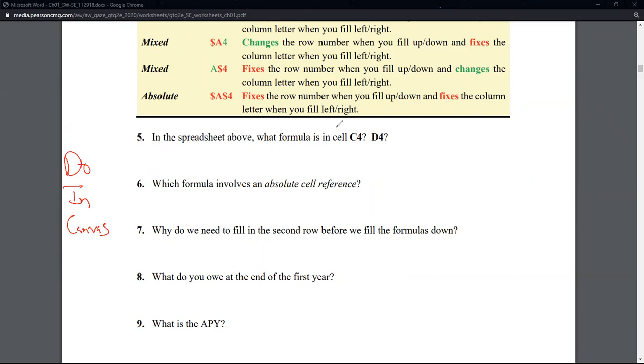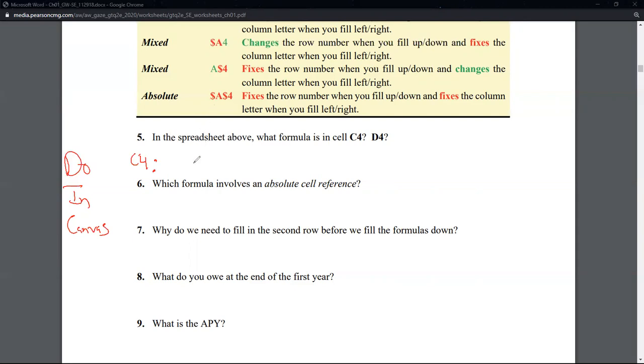In the spreadsheet above, what formula is in cell C4? So C4, I'll do, well, that was weird. It actually let me write on my paper. With my paper over my, you know what, don't worry about it. It doesn't matter to you.